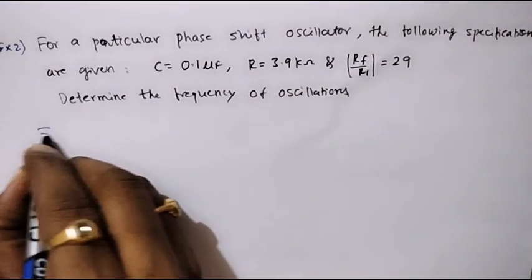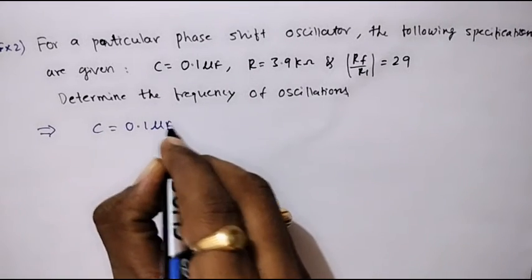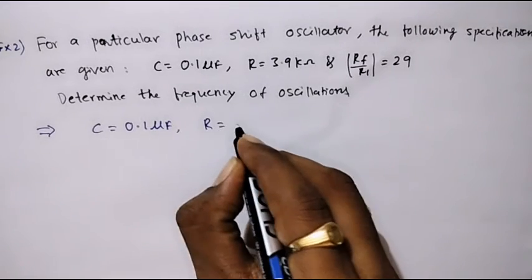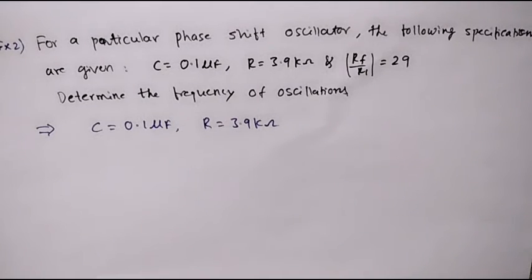So in this example, the C value is given, that is 0.1 microfarad, and the R value is given, that is 3.9 kilo ohm, and RF by R1 is equal to 29. RF by R1 is nothing but the gain of the RC phase shift oscillator. The gain of an RC phase shift oscillator should be greater than or equal to 29 for the oscillation to produce. Determine the frequency of oscillation.